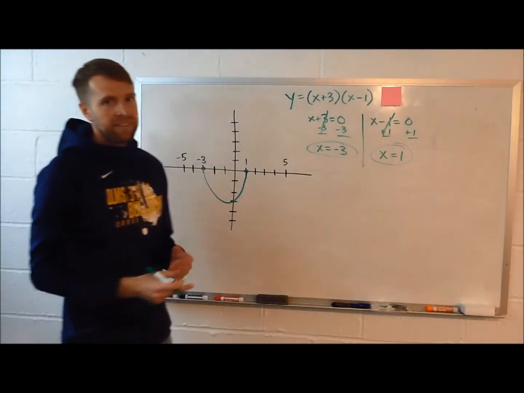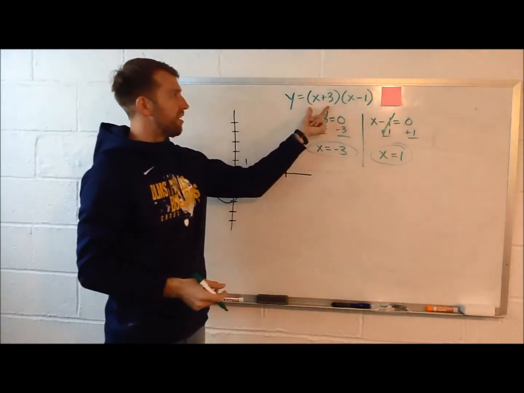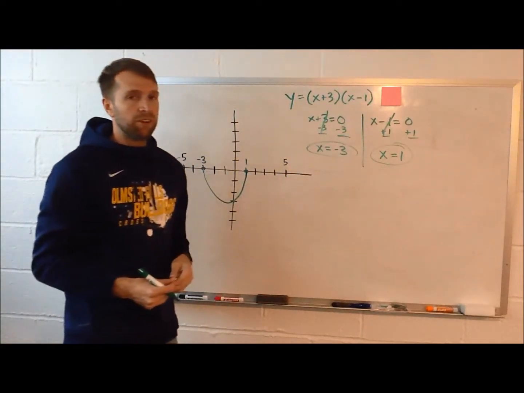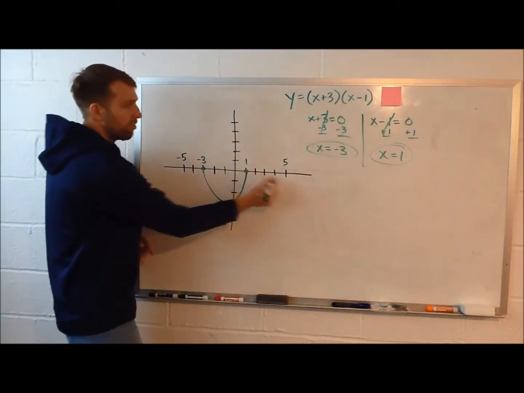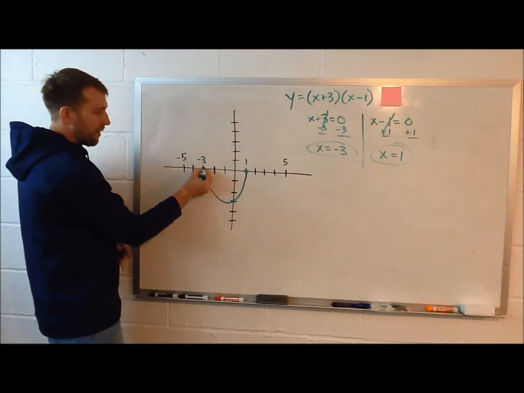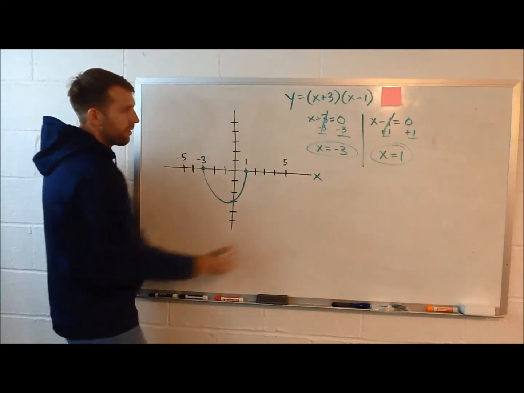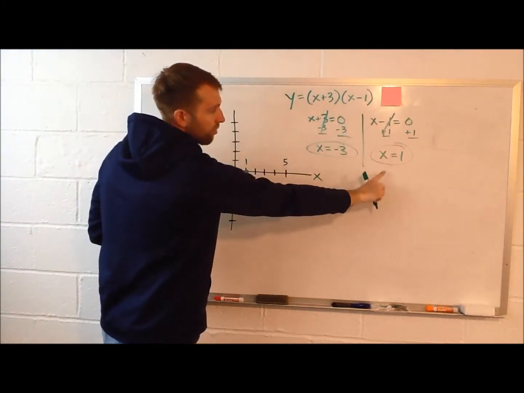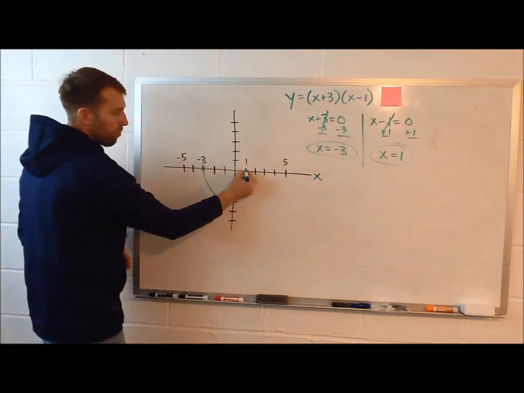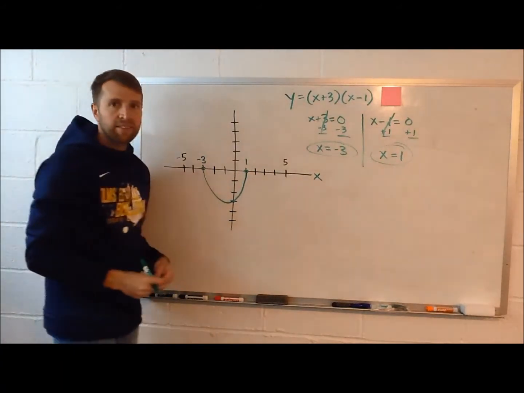So it's very, very easy to use the zero product property. Set each of these factors equal to 0, and then you just plot them. Once you get x equals negative 3, you just go plot negative 3 on the x-axis. This is the x-axis, right? Once you set it equal to 0, solve the zero product property, x equals 1, you just go plot 1 on the x-axis and you're good to go.